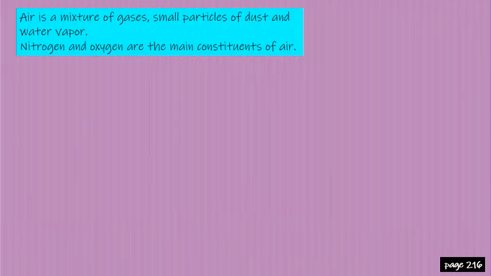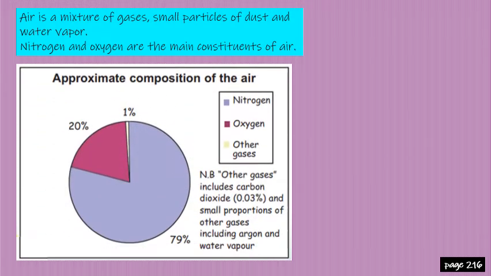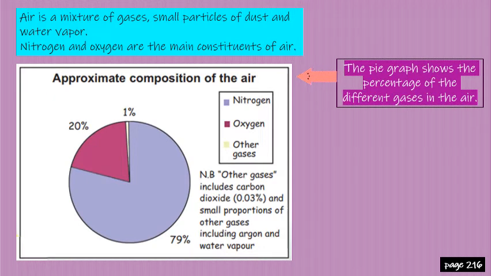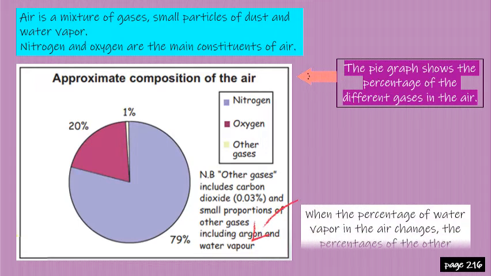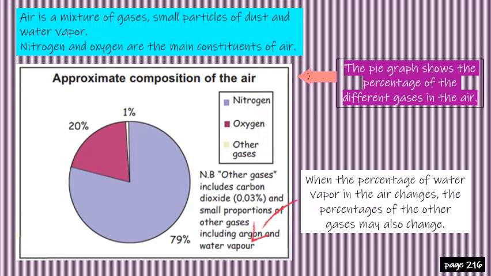The air in our atmosphere is composed of molecules of different gases. The most common gases are nitrogen, 78%, oxygen, about 21%, and argon, almost 1%. Other molecules are present in the atmosphere as well, but in very small quantities. The percentages of the other gases depend also on the percentage of water vapor found in the air.